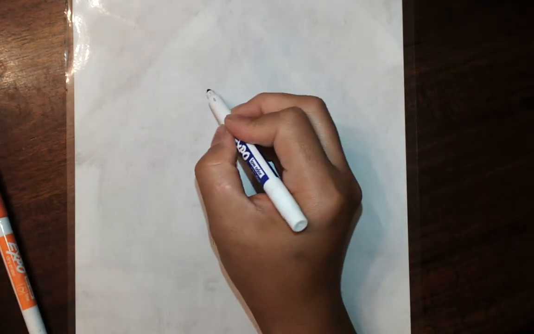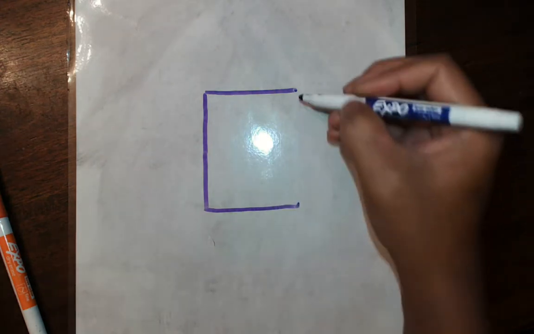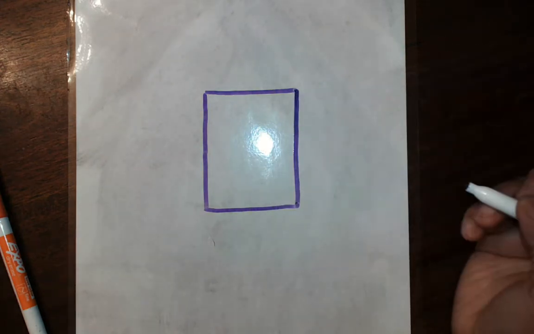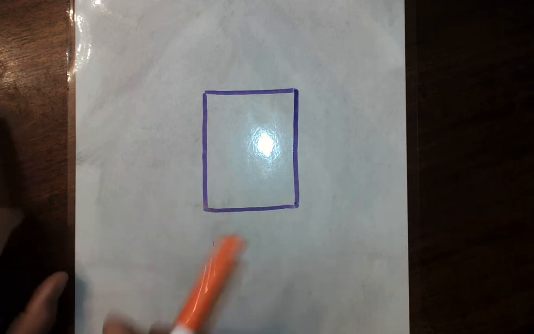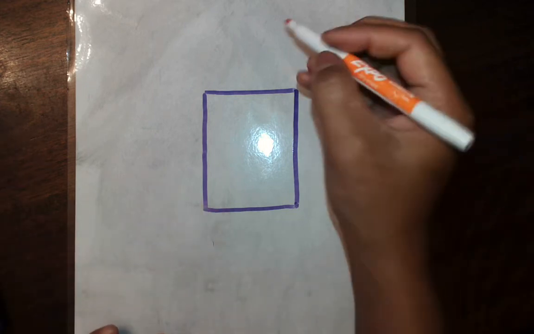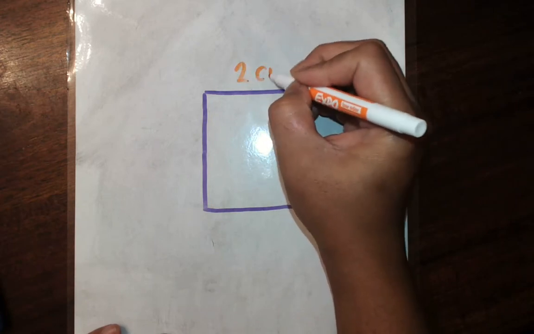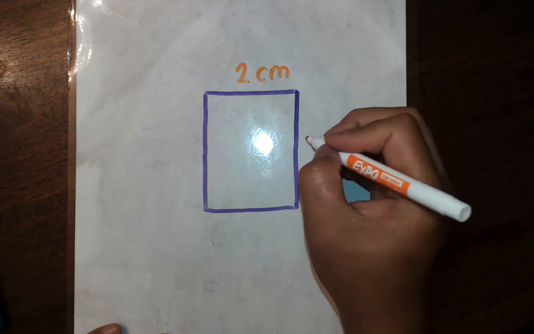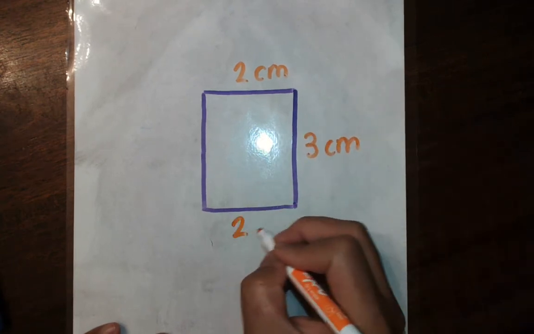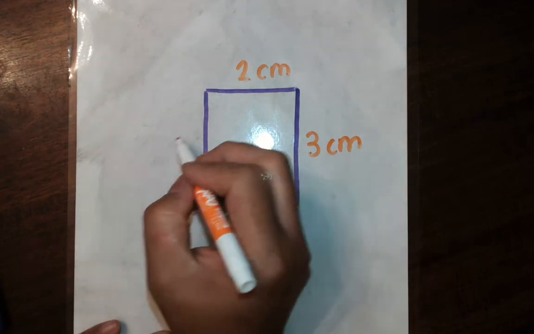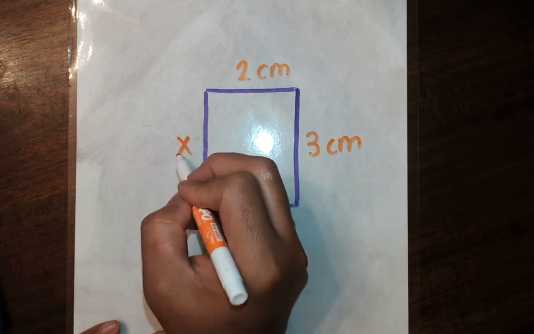Let's start off with just drawing a rectangle. And let's say that this side is 2 centimeters. This side is 3 centimeters. This side is 2 centimeters. And this side is an unknown, and we are going to just label it with the letter X.